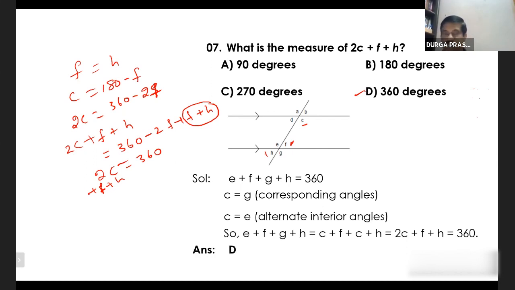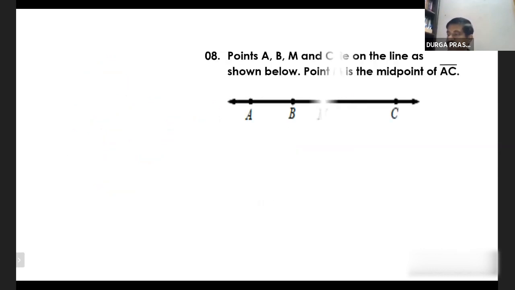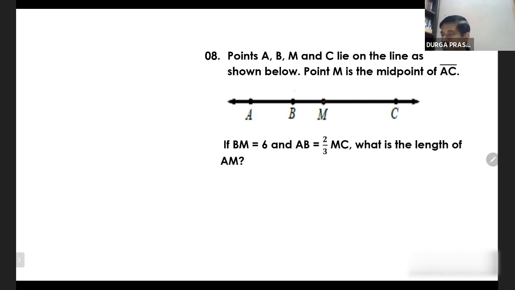Okay, children, let us go to the next question. Look at this: A, B, M, and C lie on a line as shown in the figure. M is the midpoint of AC. BM is 6.